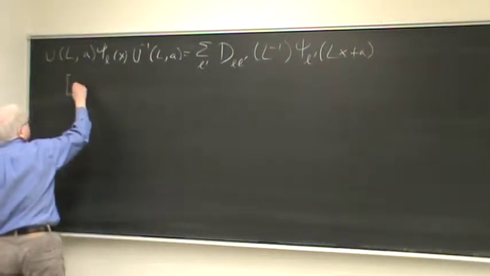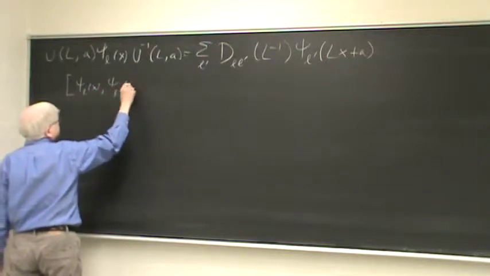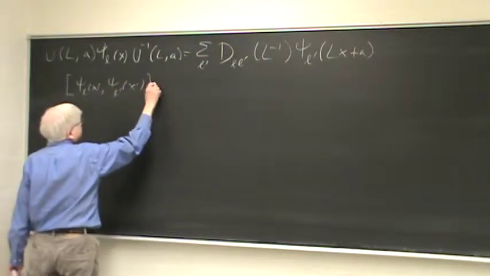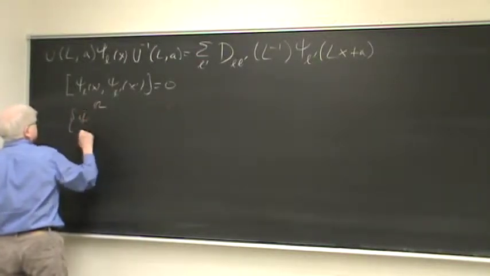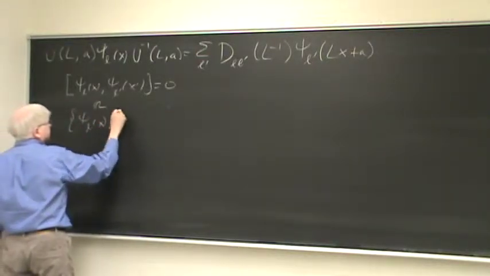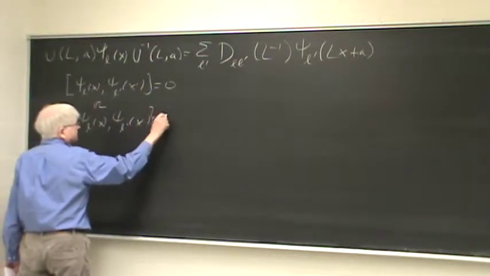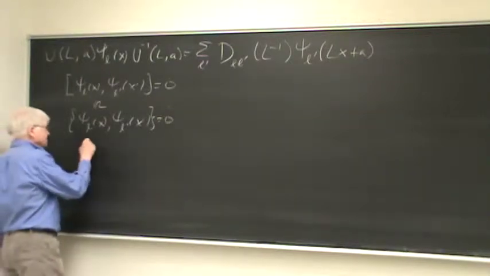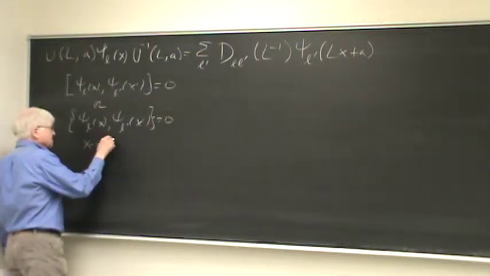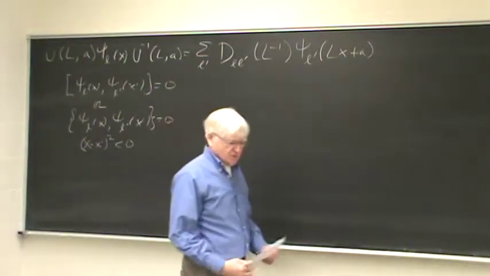The other requirement is that either the commutator or the anti-commutator should vanish at space-like separation. So this is x minus x prime squared less than 0 in Schwarz's metric.